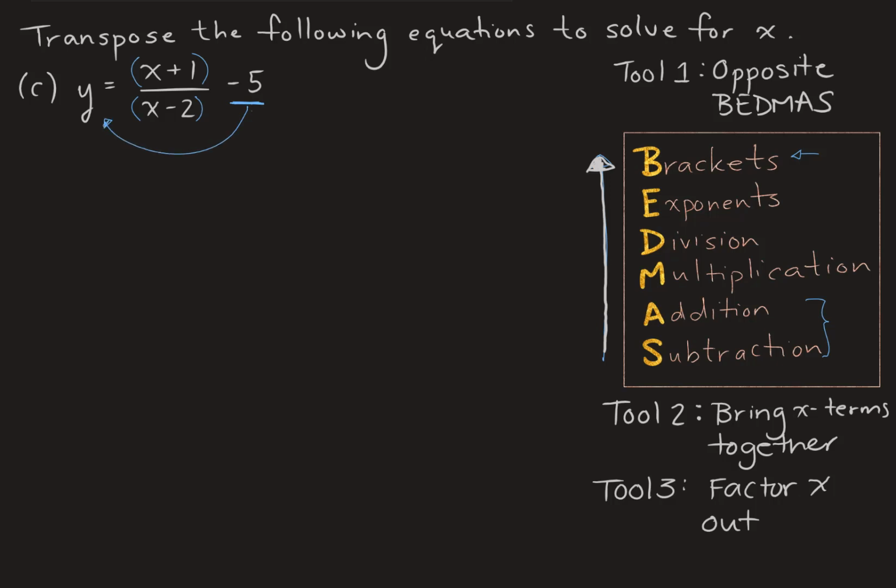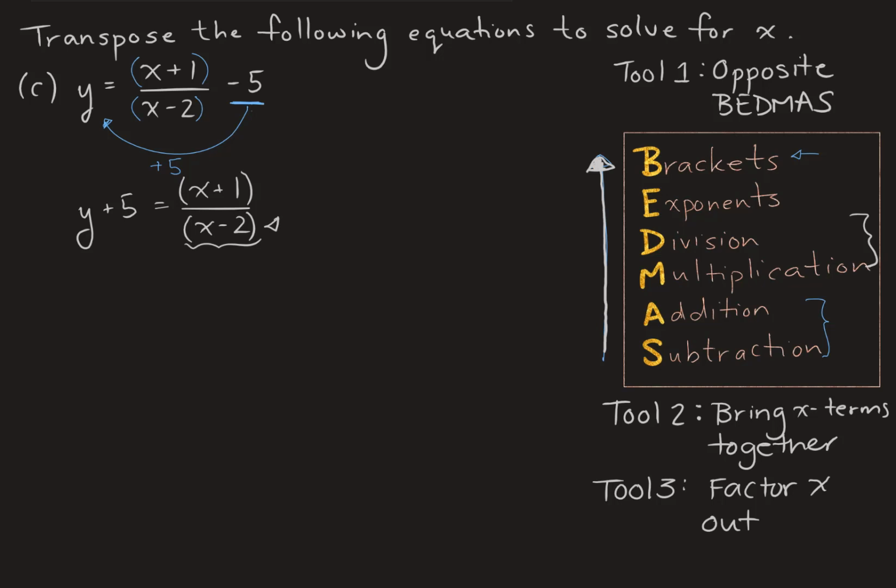So I'm going to do the opposite of minus 5, and I'm going to add 5 to both sides of the equation. So I get y plus 5 is equal to (x plus 1) over (x minus 2) minus 5, and I'm adding 5 to this side. These two terms cancel each other out, so I can simply erase them now. So now that I've gotten rid of all of the addition and subtraction terms outside of this portion here with implied brackets, I'm going to go up to division and multiplication.